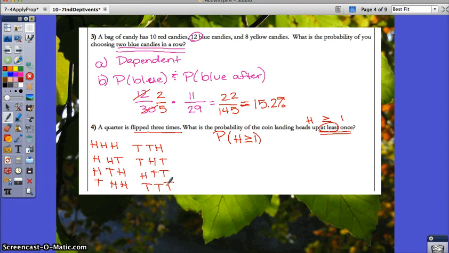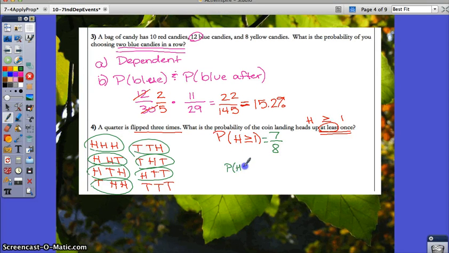So from listing these outcomes, what is the probability of the coin landing heads up at least once? How many of these land heads up at least once? 7 out of the 8 possible outcomes. Now this is a great event that you could also think about the complement. The complement of heads landing at least 1 time would be heads landing less than or equal to 1 time, which is also the same thing as no heads, right?